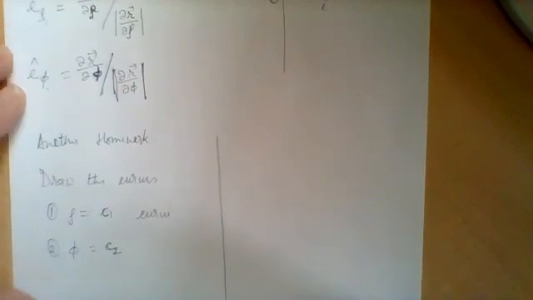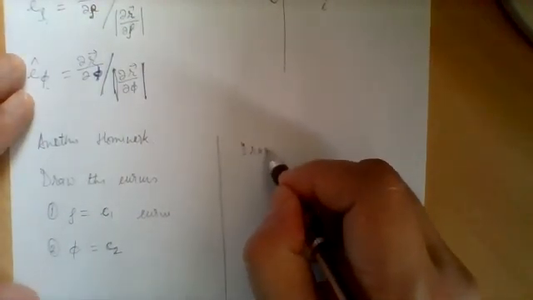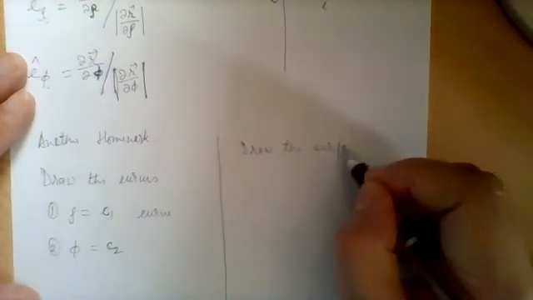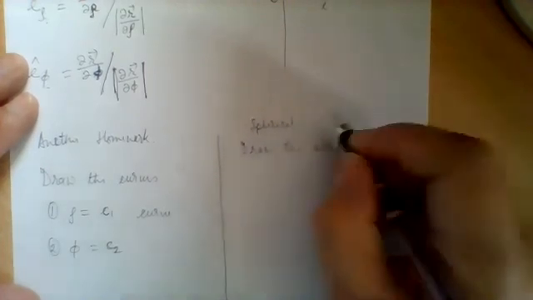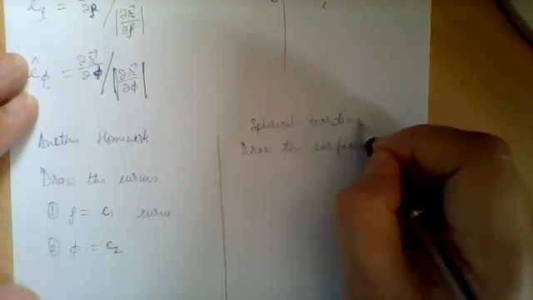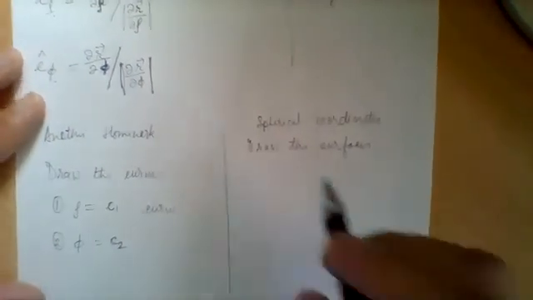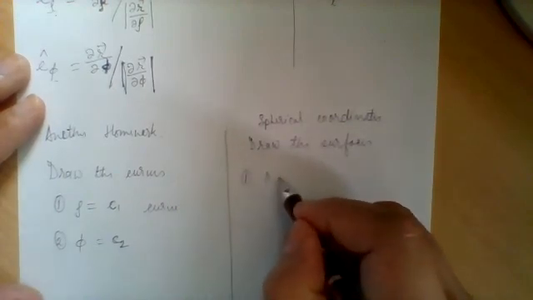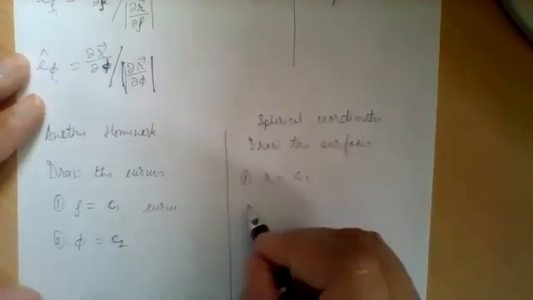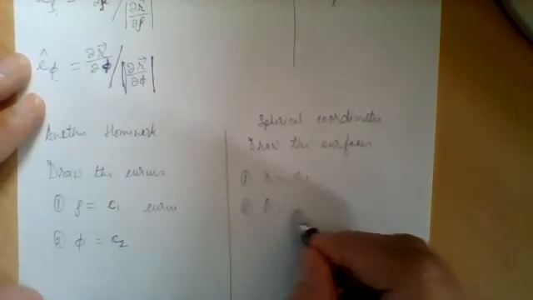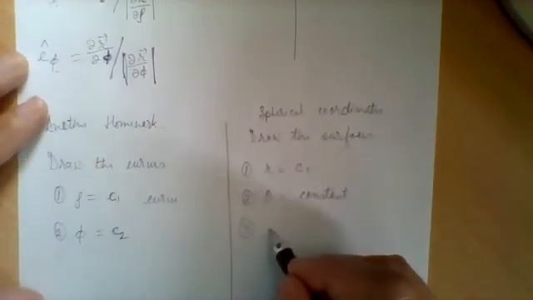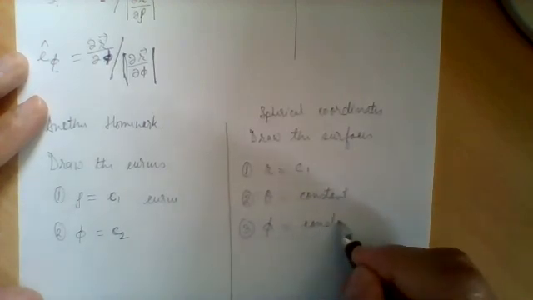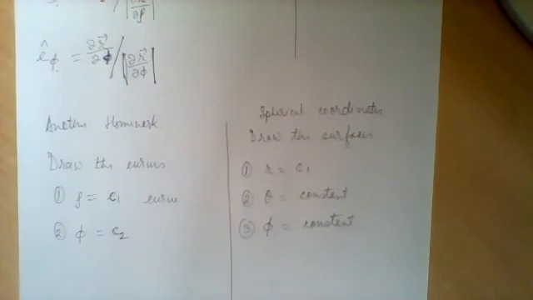In three dimensions, for spherical coordinates, draw the surfaces. Number one, r equal to constant. Number two, theta equal to constant. Number three, phi equal to constant. This is your homework.